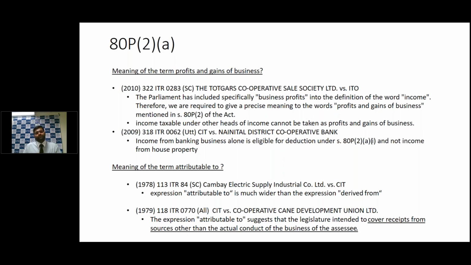The Honourable Supreme Court in the case of Totgars Cooperative Sales Society Limited, 322 ITR 283, dealt with the term profits and gains of business appearing in section 80P(2)(a). And they have clearly given a finding that income which is taxable under other heads of income, like income from other sources, cannot be taken as profits and gains of business, and therefore will not qualify as a deduction under section 80P(2)(a). A similar finding is given by the Uttarakhand High Court in Nainital District Cooperative Bank, 318 ITR 62, where again the court has said that income from house property cannot be claimed as deduction under section 80P(2)(a).